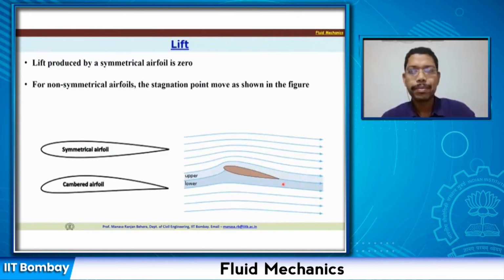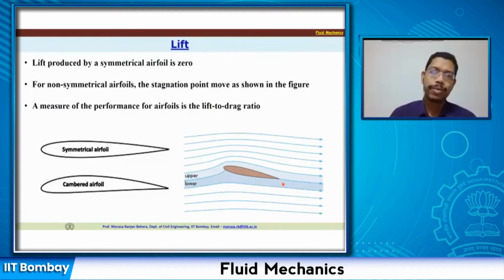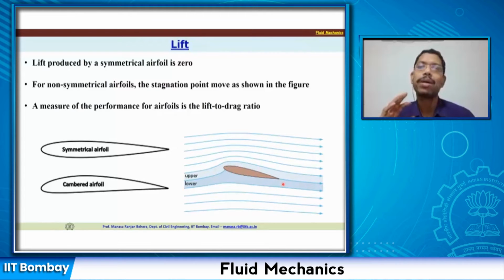Okay, so a measure of the performance of airfoils is basically the lift to drag ratio. So we will be able to find out what the lift force or lift coefficient is, and similarly we take the ratio of lift force to drag force, or lift coefficient to drag coefficient, and that ratio is nothing but the typical performance of the particular shape of the body.